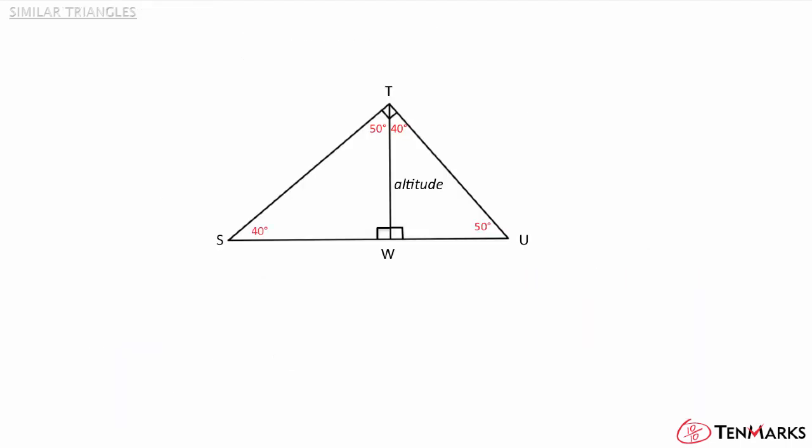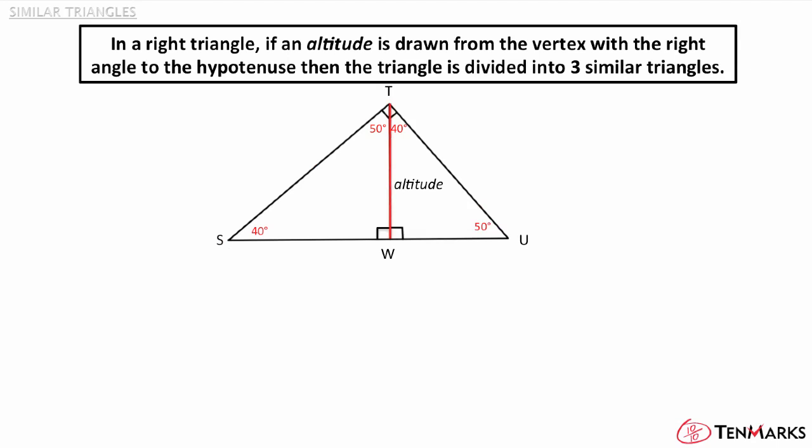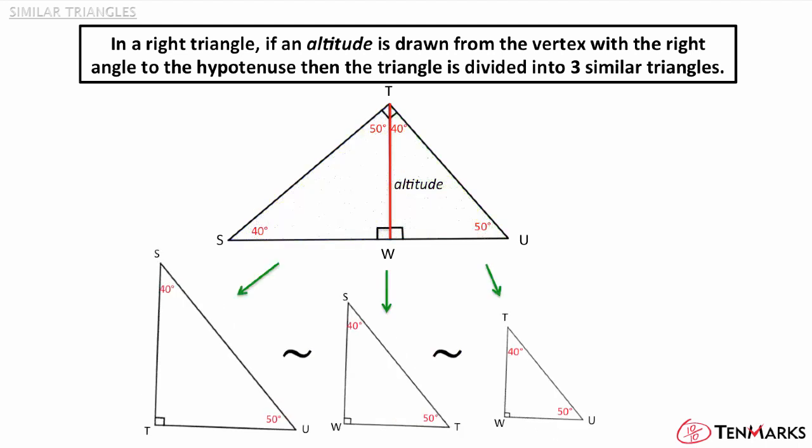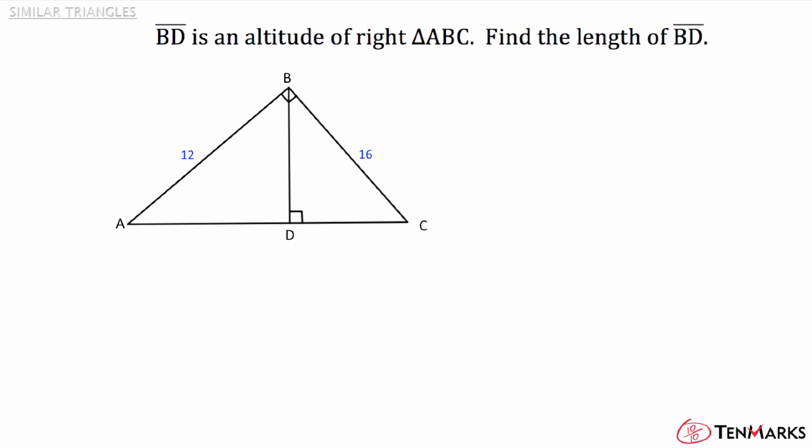Do you remember the rule for these triangles? In a right triangle, if an altitude is drawn from the vertex with the right angle to the hypotenuse, then the triangle is divided into 3 similar triangles. Try one last problem. BD is an altitude of right triangle ABC. Find the length of BD.